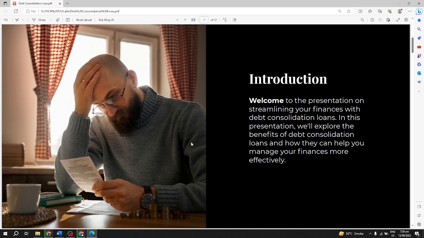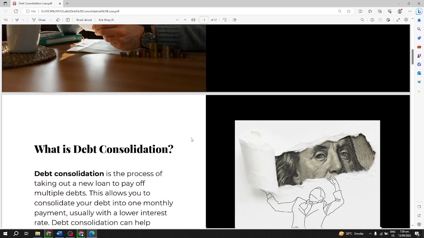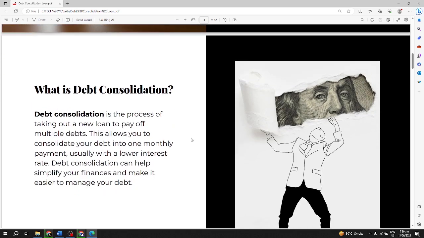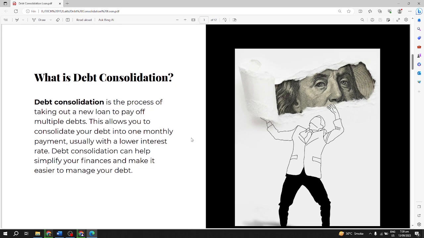more effectively. So the next slide is, what is debt consolidation? The definition of debt consolidation is the process of taking out a new loan to pay off multiple debts. This allows you to consolidate your debt into one monthly payment, usually with a lower interest rate. Debt consolidation can help simplify your finances and make it easier to manage your debt.